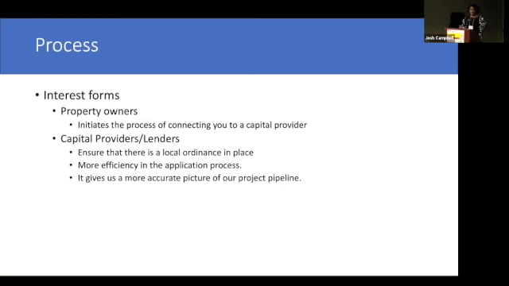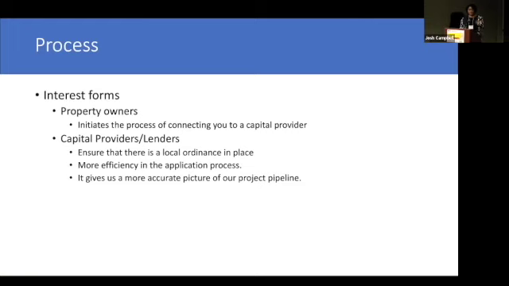For capital providers and lenders, the interest form ensures that a local ordinance is in place. I think last year we were able to do one in two weeks, but that is not normal. It normally takes a lot longer, sometimes months at a time, or a year of talking and communicating with local government officials to make sure the local ordinance is in place. They know what PACE is and feel comfortable with it. So if you let us know that you might have a project next year, we will make sure that local ordinance is in place, and we're working on it.